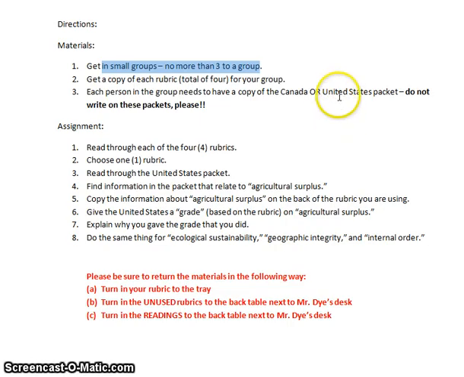Then they got a copy of just the United States packet. We did not do the Canada packet today just because there wasn't enough time. They read through each of the 4 rubrics. They chose one rubric. They read through the U.S. packet, which I'm going to show you. And then they found information in the packet that related to agricultural surplus, since that was the first of the 4 keys to success. So let me show you what this looks like.